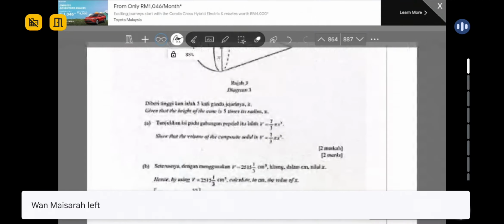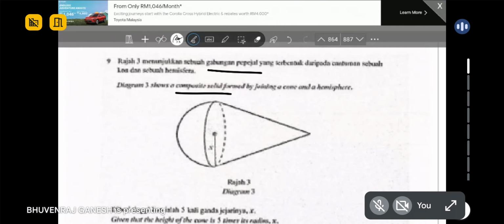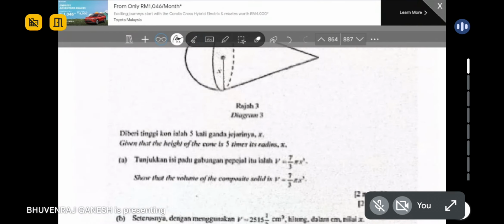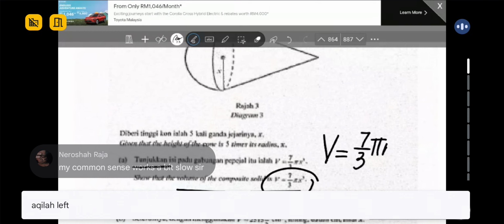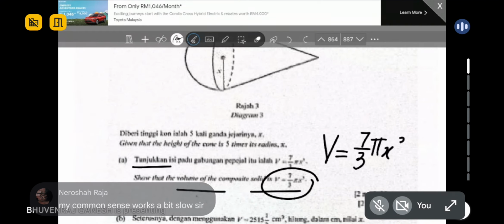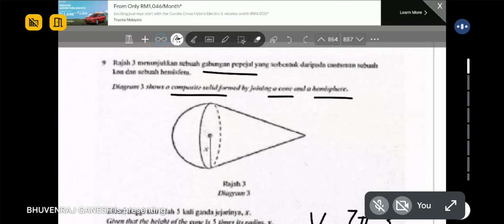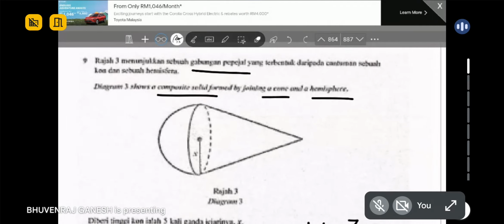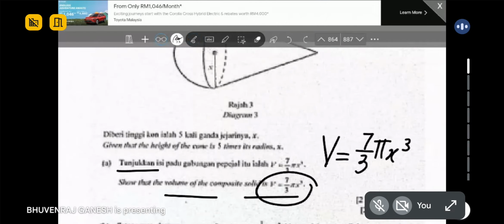Question 9. Okay, so for this question, composite solid, cone and hemisphere. Okay, so they want you to show that the volume is this one. I wrote it for you guys clearly so that you can see. You guys must show this one. This is the formula. Try to train your common sense. Okay, you can train it. So guys, now they are talking about cone and hemisphere, right?